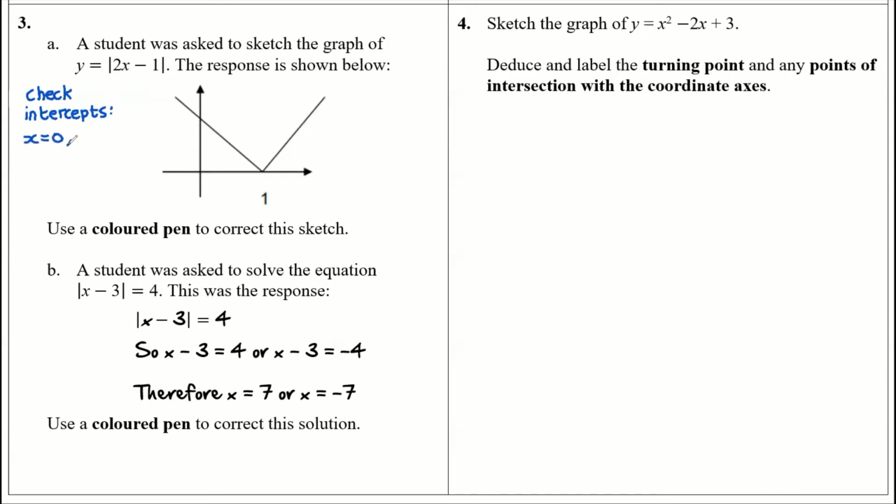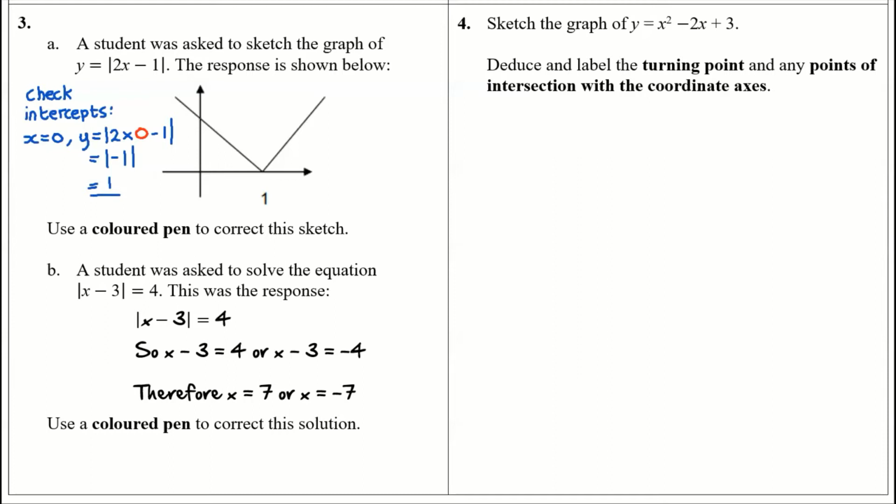So when x is 0, y would equal the modulus of 2 multiplied by 0, subtract 1, which is going to be the modulus of -1. And -1, of course, would be the y-intercept had the modulus function not been applied. But because we take the modulus, that reflects in the x-axis, so that would be 1. So the y-intercept would be 1 on this diagram.